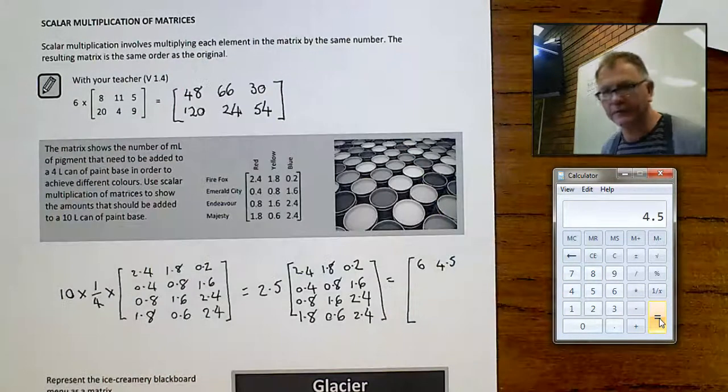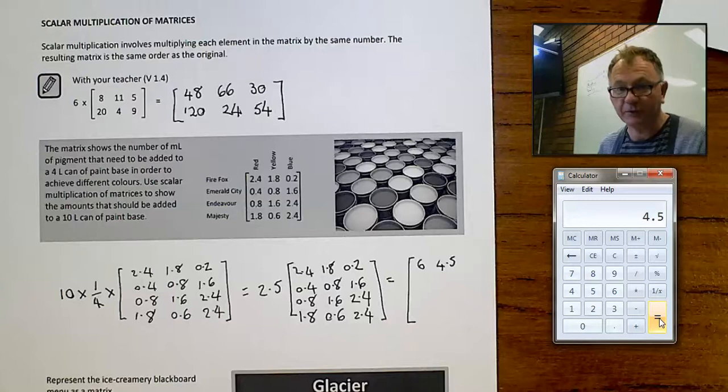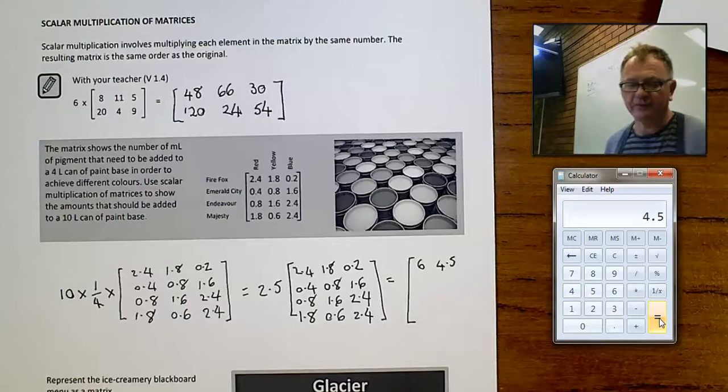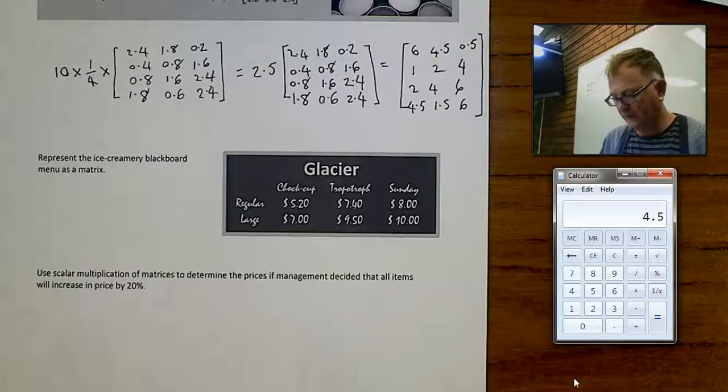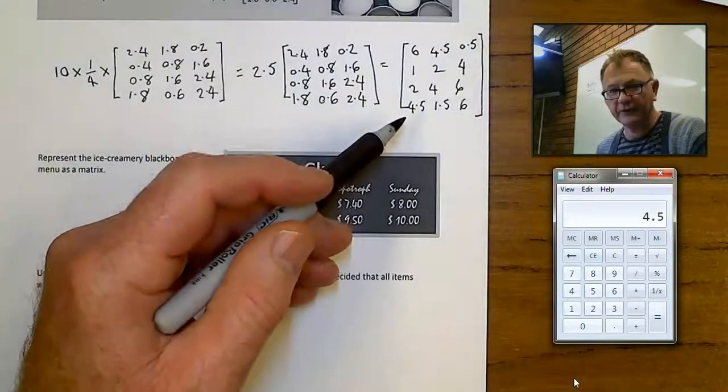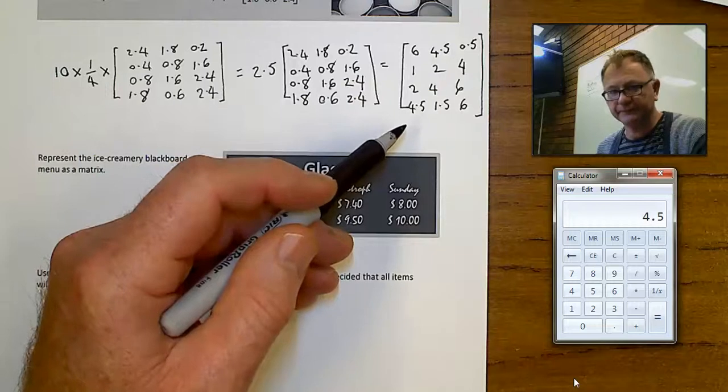Now this is going to be a bit of a big job, so what I think I might do is pause the tape and work this out. You can work it out as well, and let's compare answers in just a second. Well, there's my final answer. How does yours compare with that?